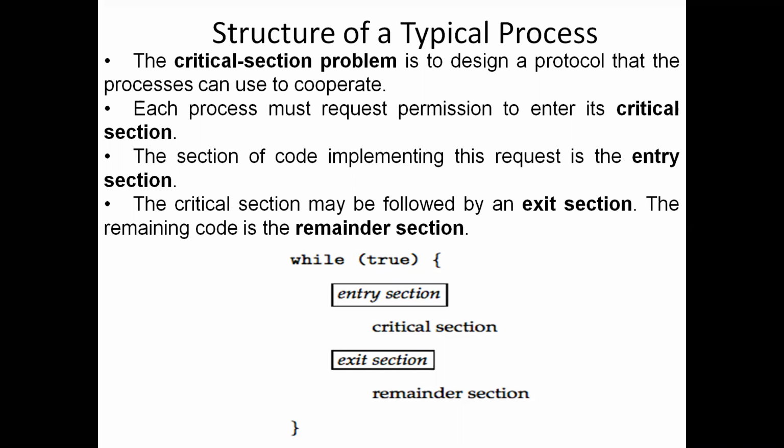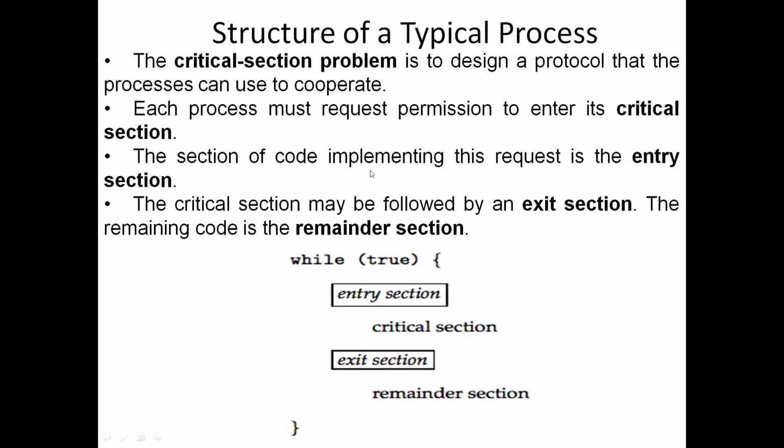Okay, so we can avoid the data inconsistency by using the critical section problem. Each process must request permission to enter into a critical section. You can see here, this is the process, and this part is called the critical section. Each process must request permission to enter into the critical section.